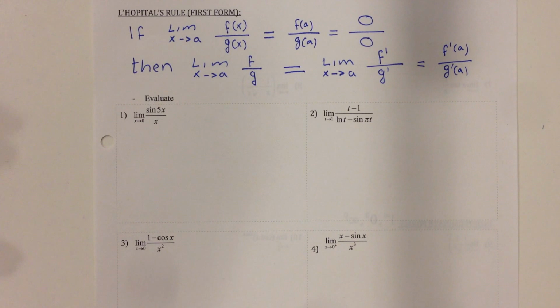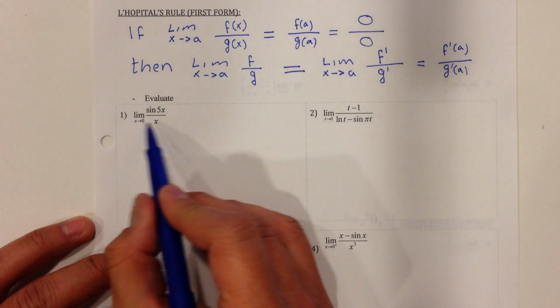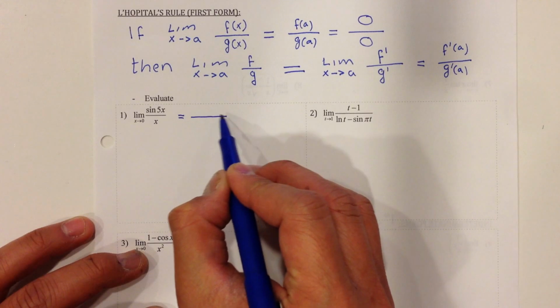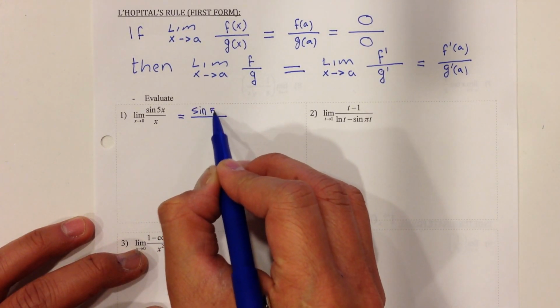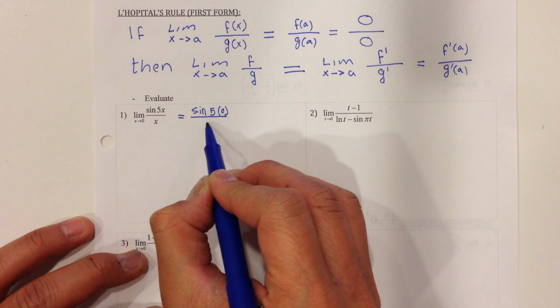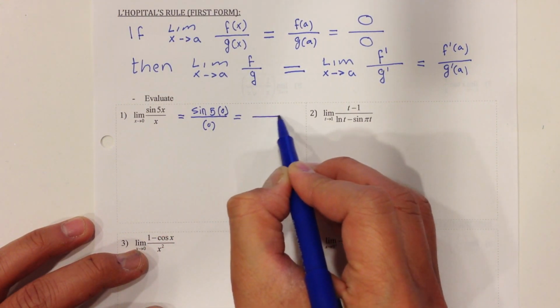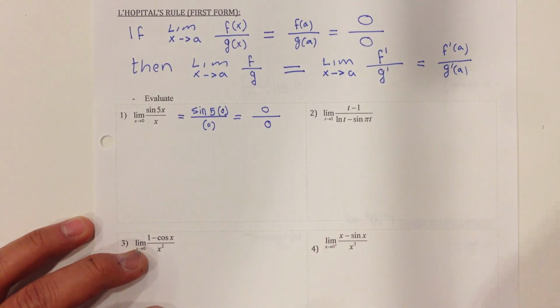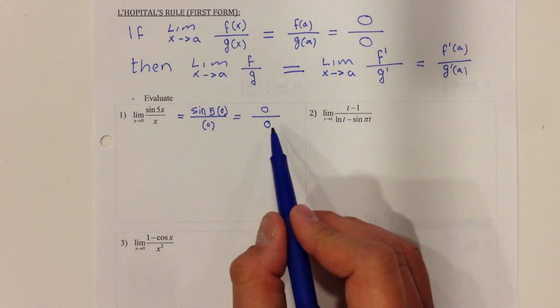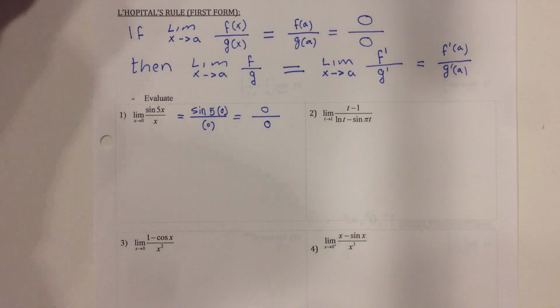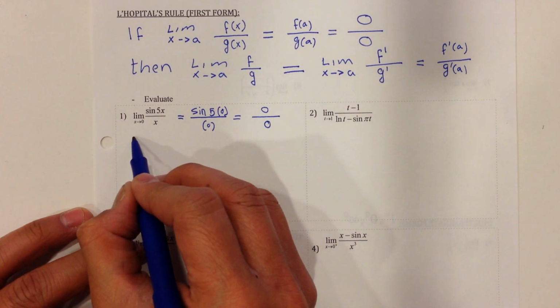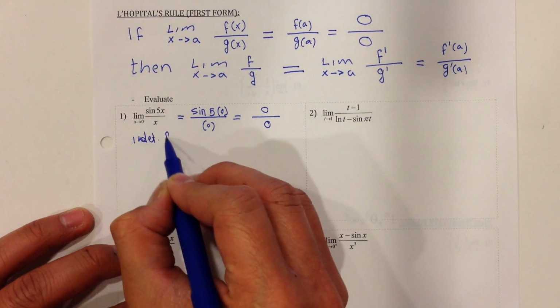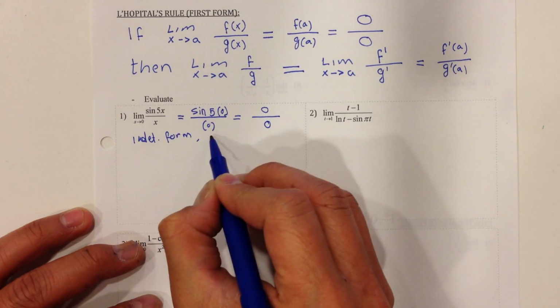So first, what we want to do is check for indeterminate form. Does this problem fall into indeterminate form? By looking at this problem, if I were to substitute x with 0, then I'm going to get 0 over 0, because sine of 0 is 0, and 0 is 0. So 0 over 0, guess what? It falls into indeterminate form. So you can make a note: indeterminate form.